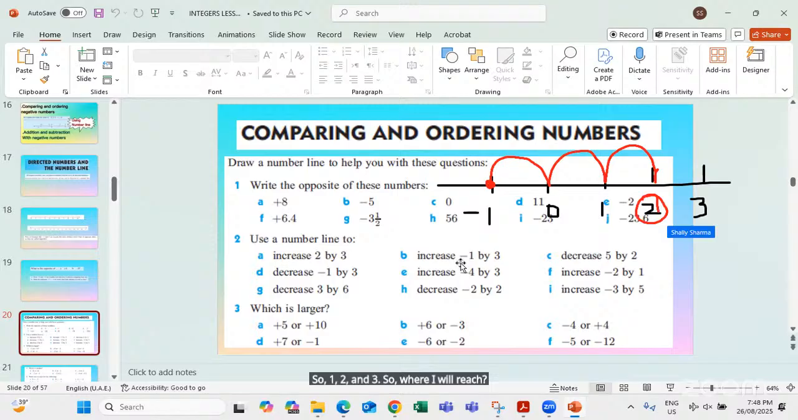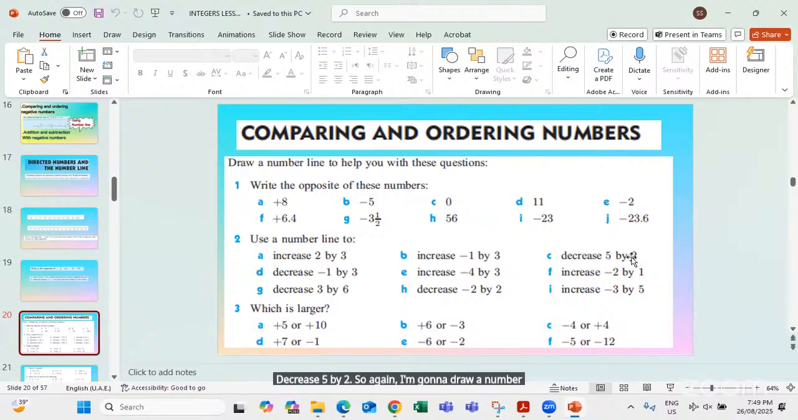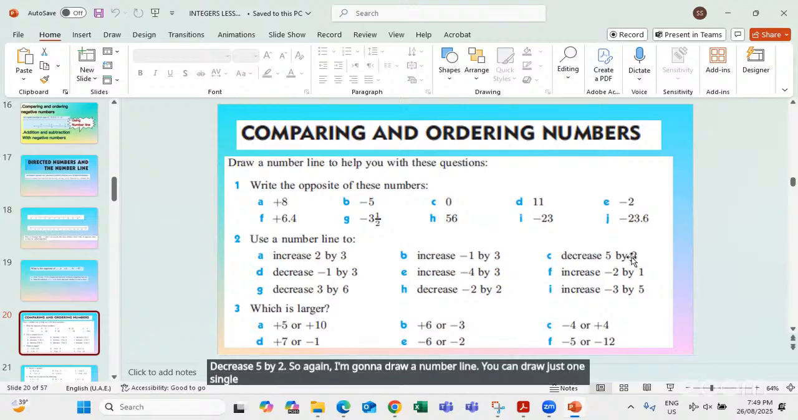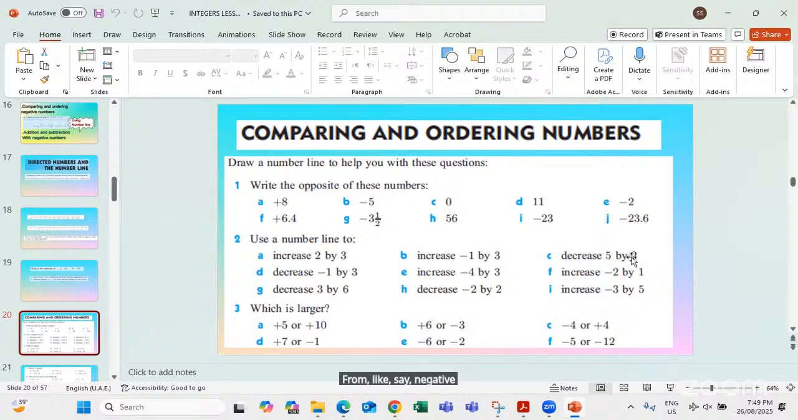At 2. Then we have: decrease 5 by 2. Again, I'm going to draw a number line. You can draw just one single number line from, let's say, -10 to 10, and you can do all the questions on it. So we have to decrease the number 5.